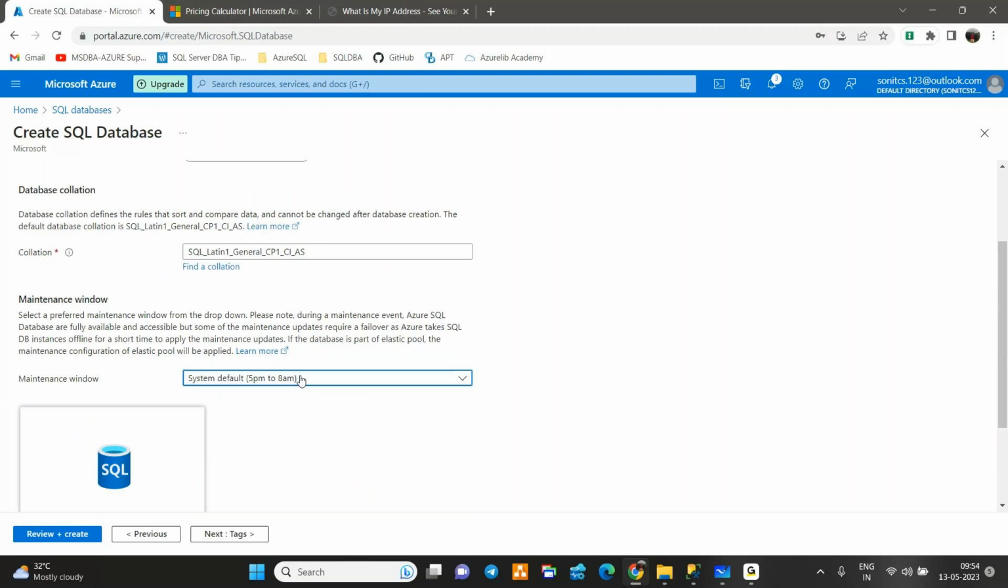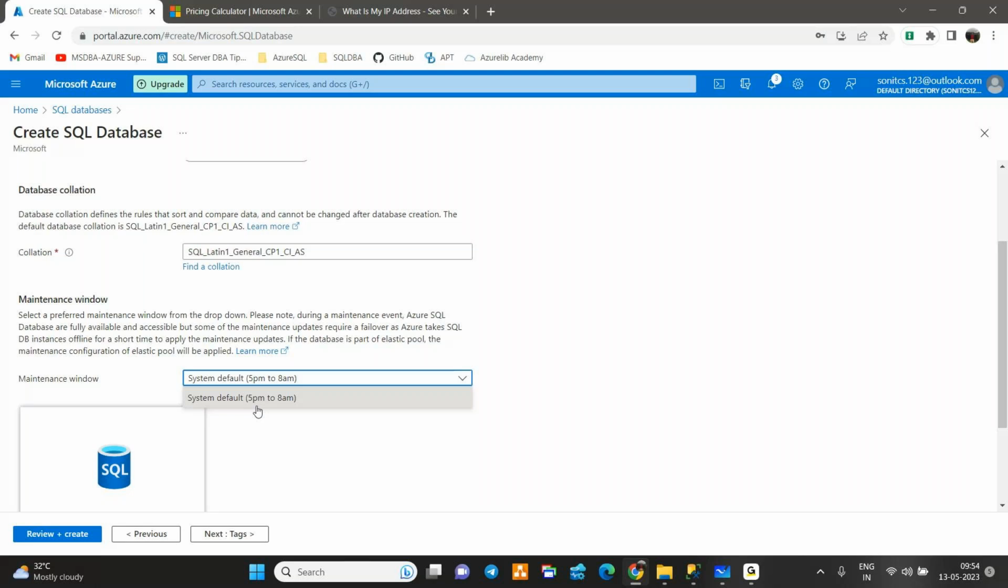Okay, there is a system maintenance between 5 p.m. to 8 a.m. UTC time. By default, this is under UTC time. It will go from 5 p.m. to 8 a.m. There is a maintenance window.